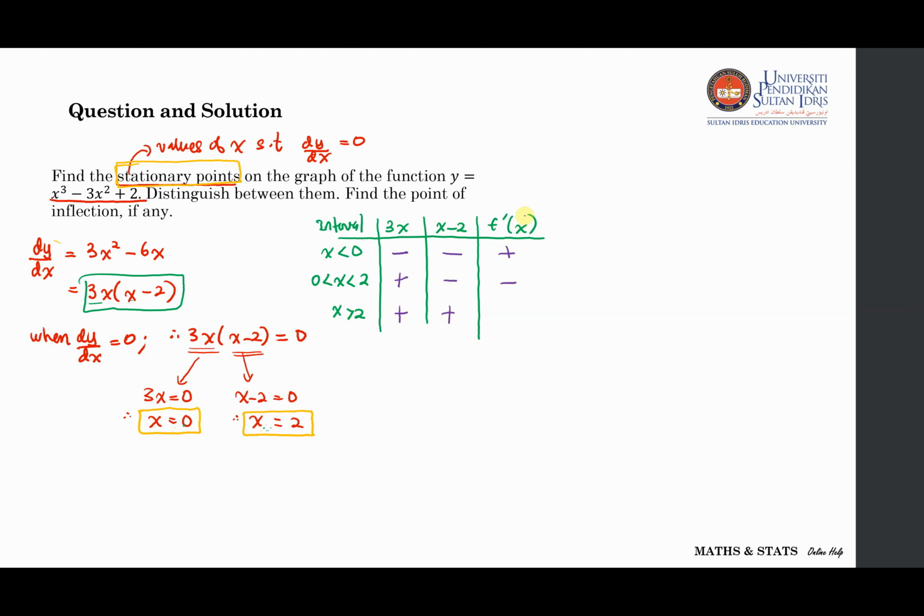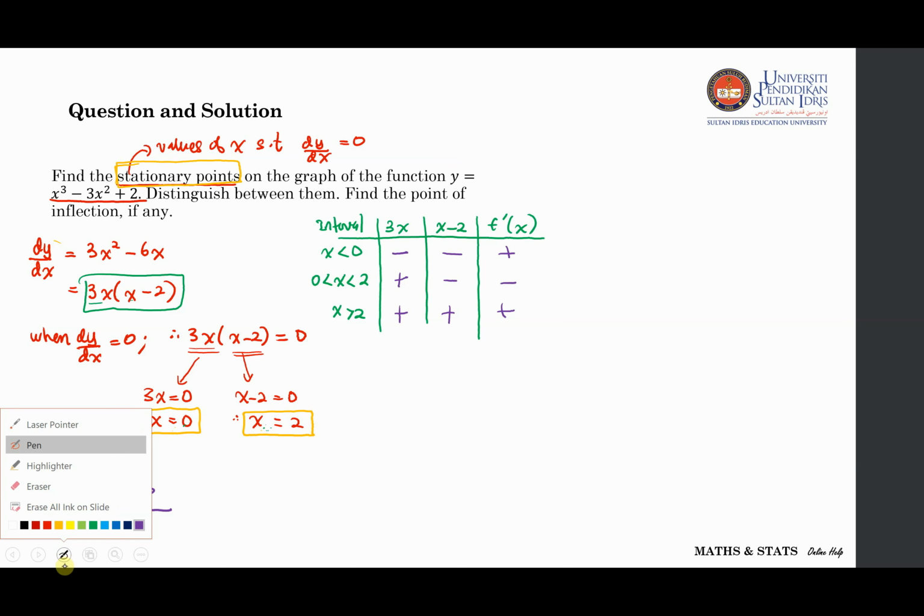Based on the signs given here, we can come up with the label of our stationary points, whether they are local max or local min. First of all, we are going to check x equals 0. I'm just going to consider a simple line here. This is at point x equals 0. Here we have the area of x being less than 0, and next we have this part where x is greater than 0, immediately after 0.